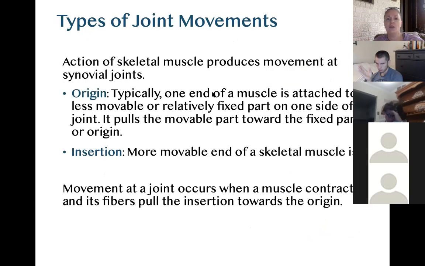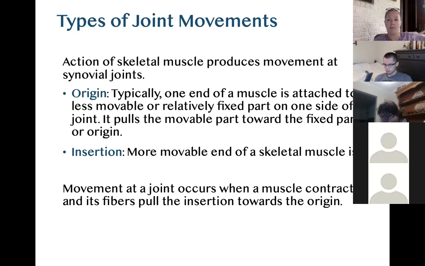Now, when we look at the types of movements that we're going to produce, this is getting into a little bit of our muscles. We'll talk about the origin and insertions of our muscles, but we need to know this for understanding and describing our movements right now. An origin is where the muscle is attached to the fixed point of the joint, and it will pull the movable part toward the fixed joint.